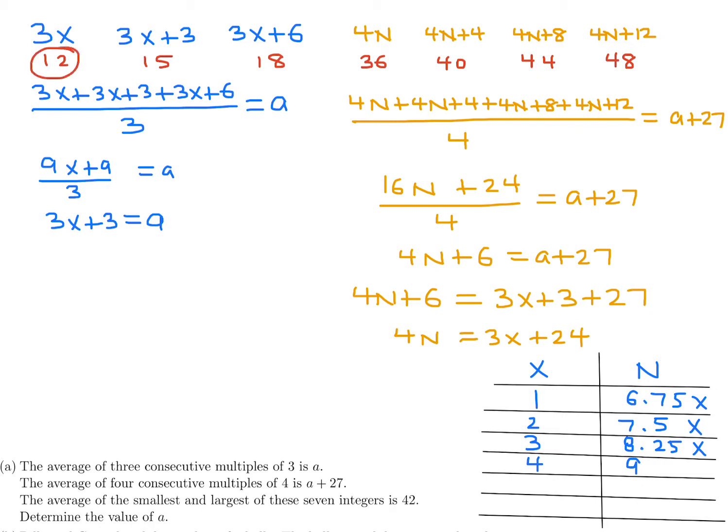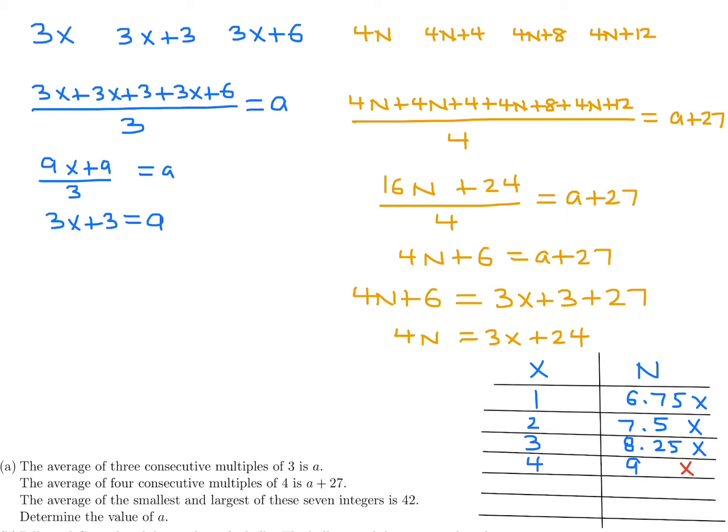Okay, what is the smallest and largest? It's 12 and 48. The average of 12 and 48 is what? 60 over 2, which is 30. And that's not 42. Okay, no problem. So that means that this is a dud right here. Okay, not an issue. We can just keep going.